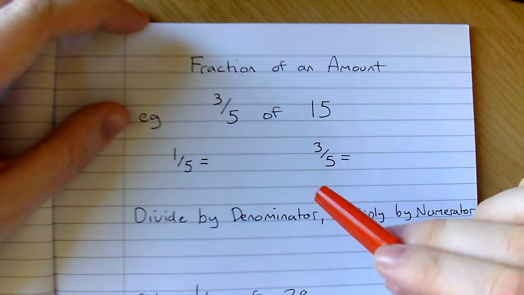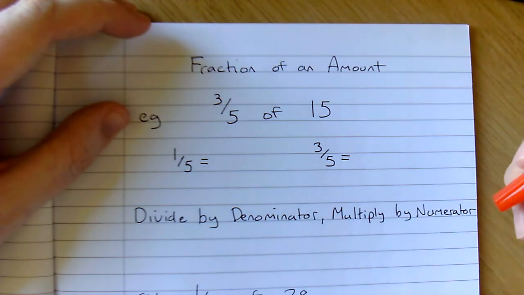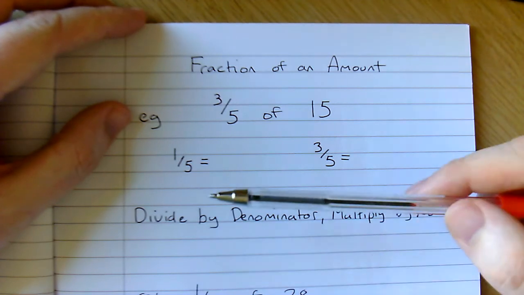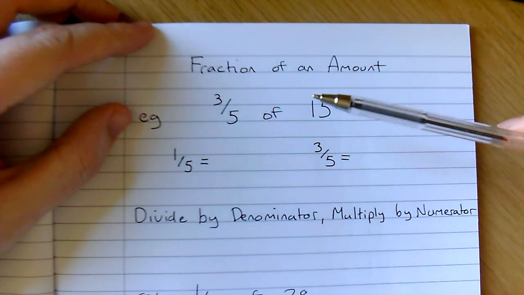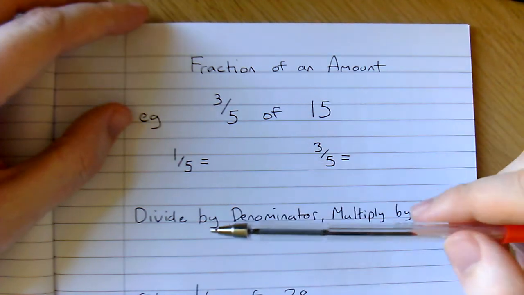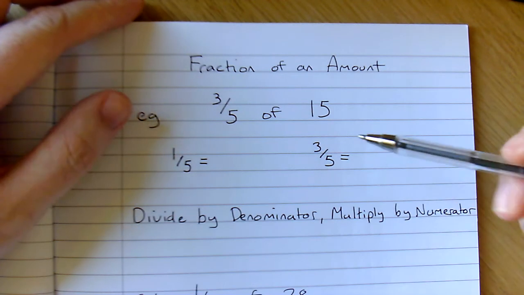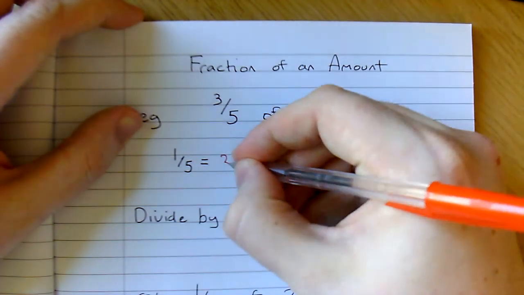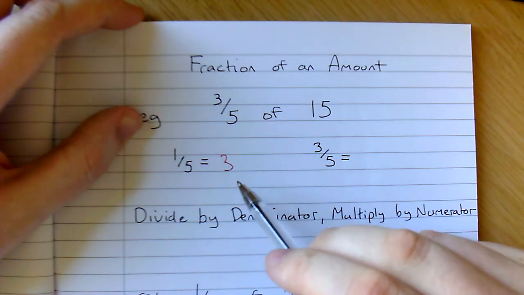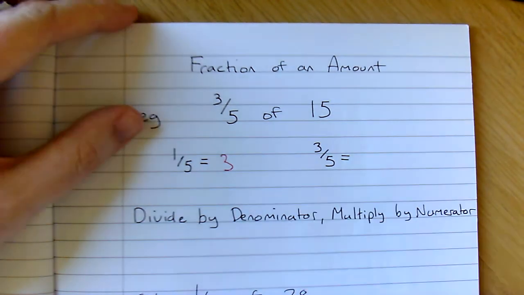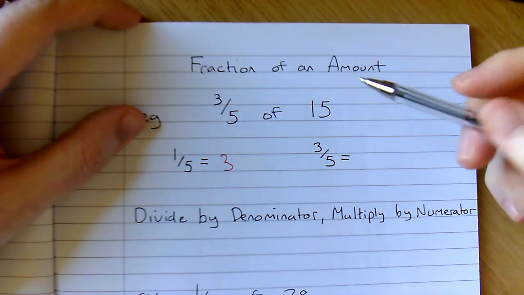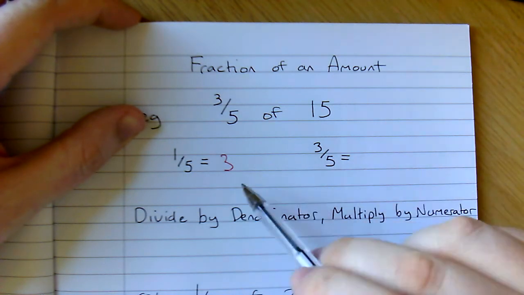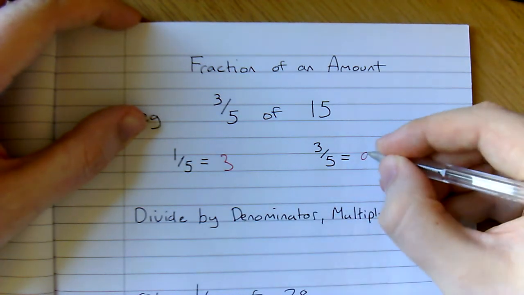To find 3/5, I really need to find what 1/5 is. Now, a fifth is something that has been split into 5 pieces. 15, if I split it into 5 pieces, each piece has a value of 3, because essentially I'm doing 15 divided by 5. Now, if 1/5 is worth 3, what's 3/5 going to be worth? Well, 3/5 is just 3 times 1/5, so 3 times 3 is 9.